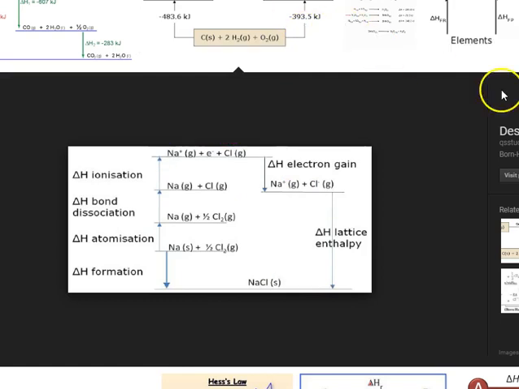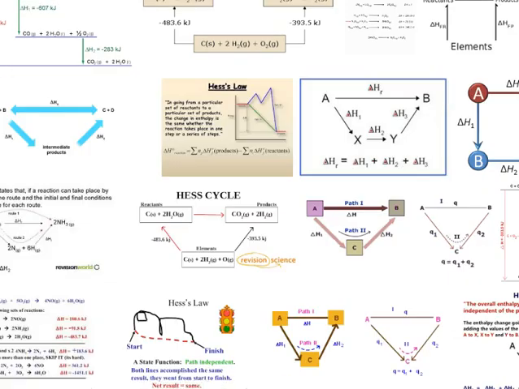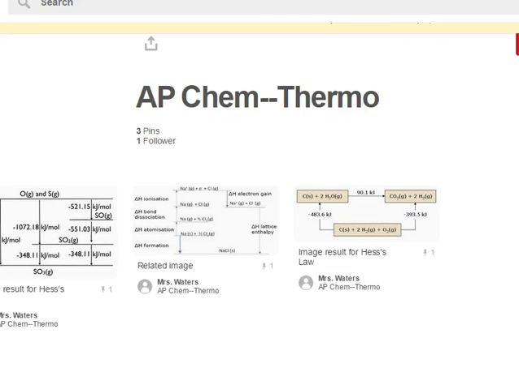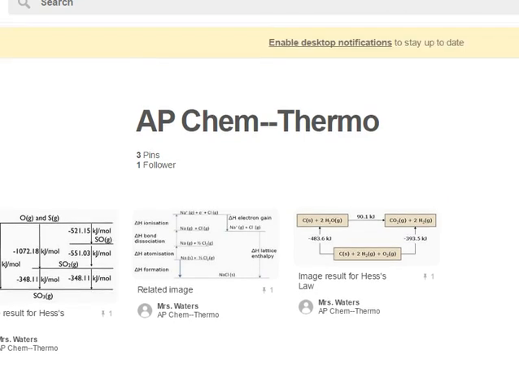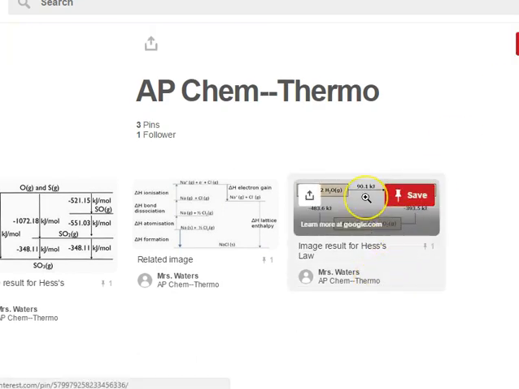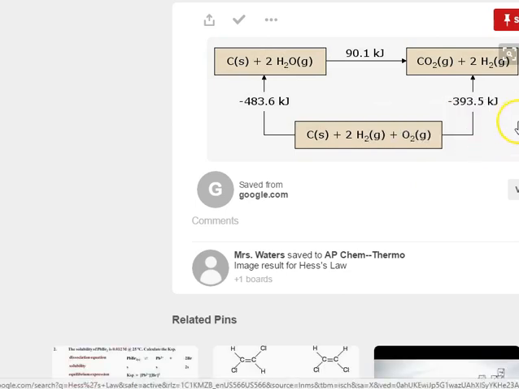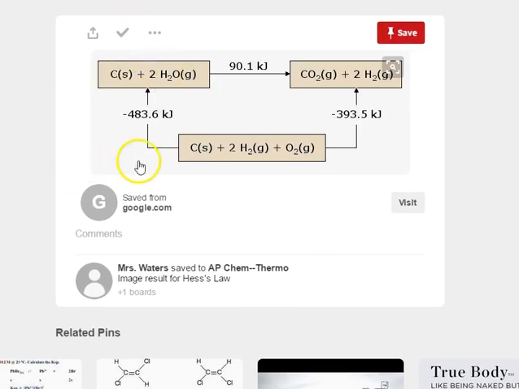Let's see if we can find another one. This one's good because it includes some values here that we can make sense of. In this one, you have some chemicals over here on the left that we could say would be our reactants, and then we're going to form these products, and that has a value of 90.1 kilojoules, and that's a positive enthalpy change.